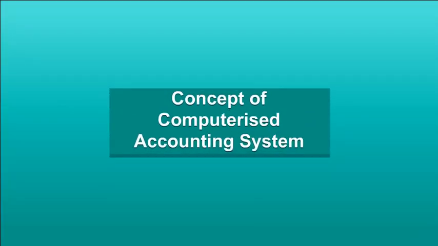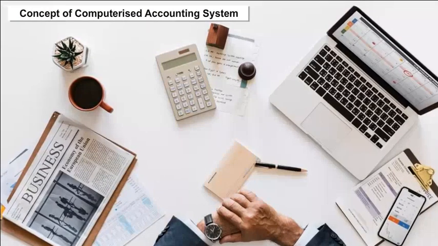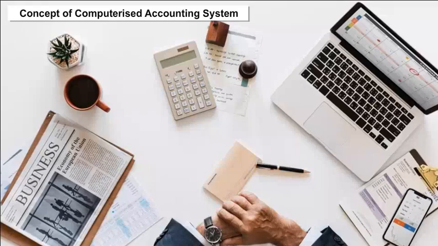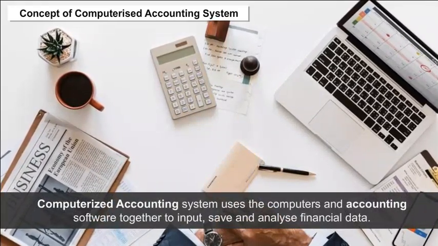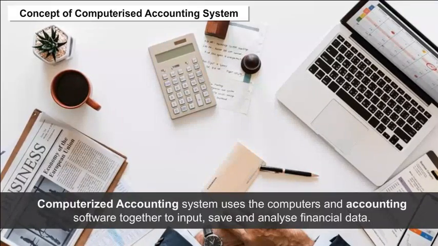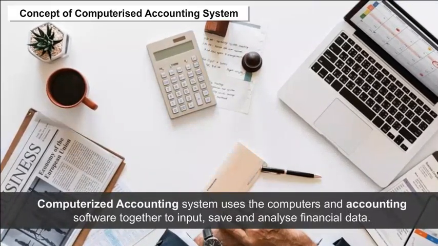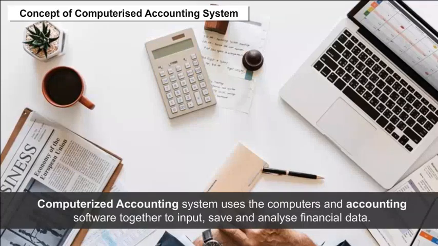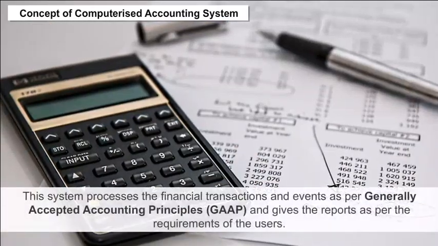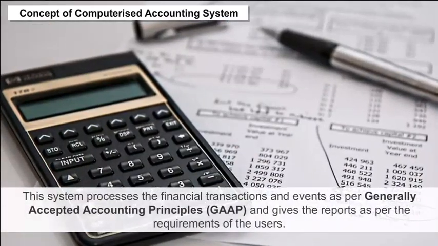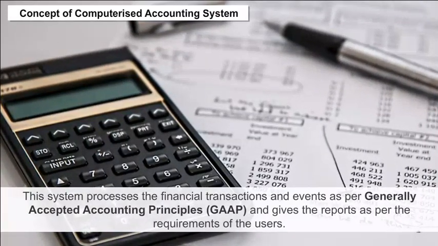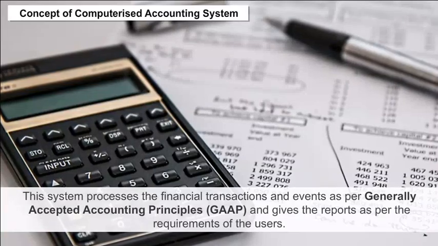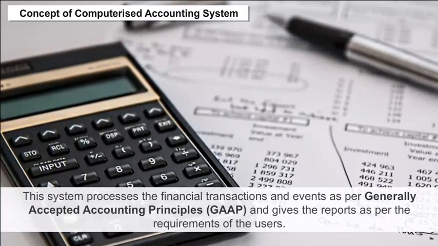Concept of computerized accounting system. A computerized accounting system uses the computers and accounting software together to input, save, and analyze financial data. This system processes the financial transactions and events as per generally accepted accounting principles, GAAP, and gives the reports as per the requirements of the users.